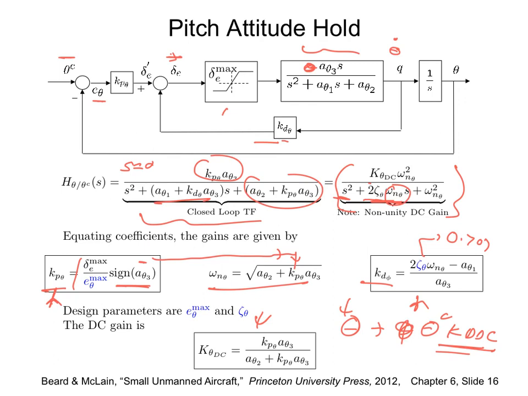Again, nothing fancy here. We are just choosing our Kp first so that it doesn't saturate. And then based on Kp, you're comparing the coefficients of these two equations and computing omega, theta and Kd.